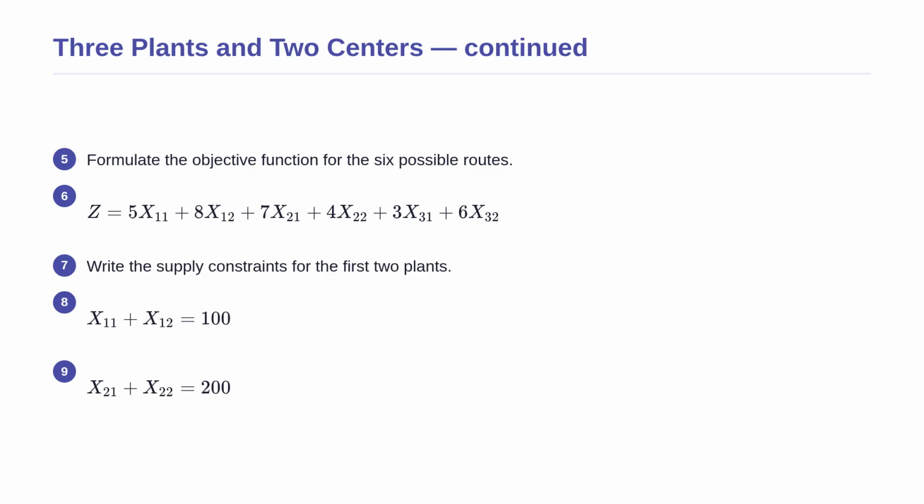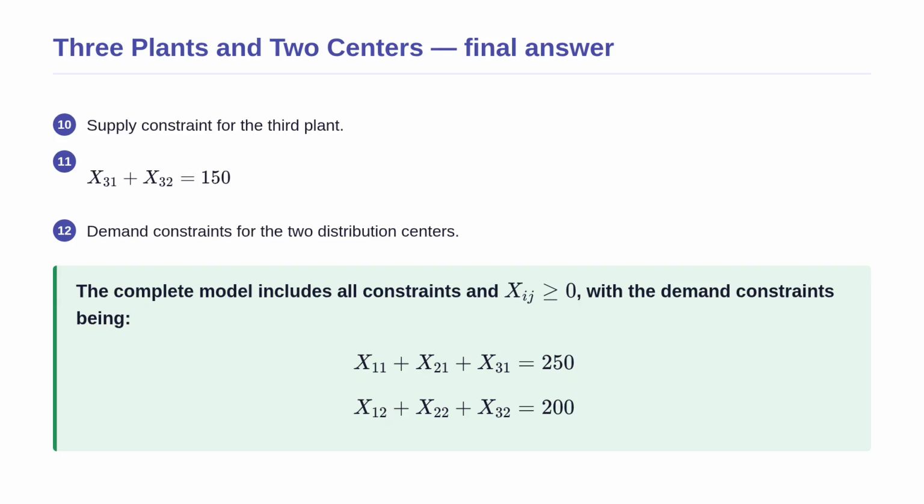Next, we write the supply constraints. The total amount shipped from plant 1 must equal exactly 100 units. The total from plant 2 must equal exactly 200 units. We finish the supply side by restricting plant 3 to its 150 units.